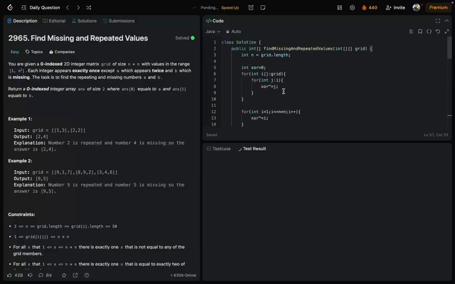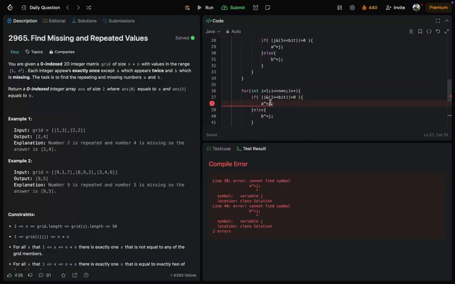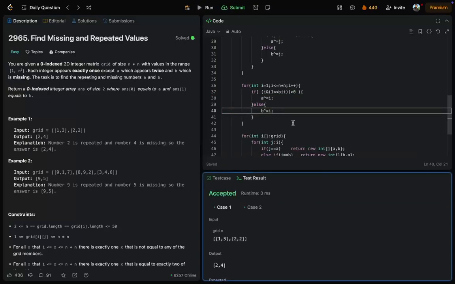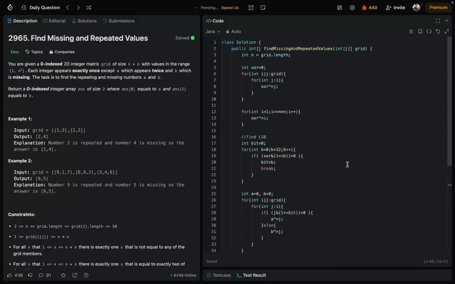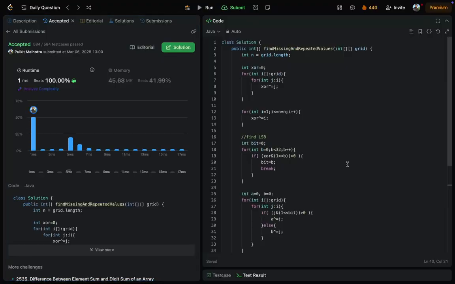So let's run this. Then we have an error here because this is I. We have I here. Yes, let's submit this. Yes, it is submitted. Now for once, let's find what it is doing.